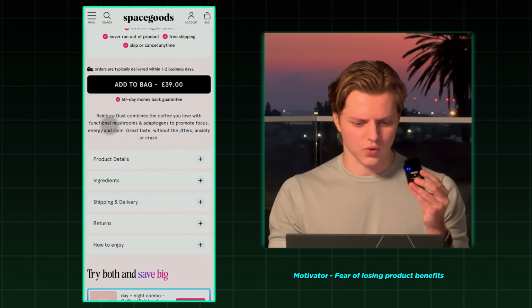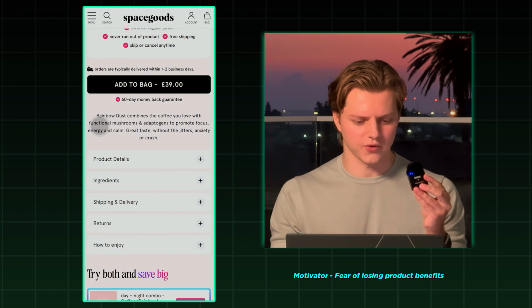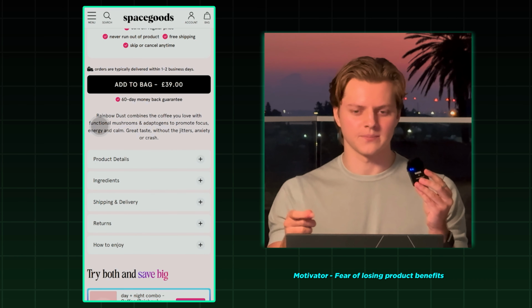as well as they are not addressing me as a customer directly in this context of that I already have the product. If you read the paragraph here, Rainbow Dust combines the coffee you love with functional mushrooms and adaptogens to promote focus, energy, and calm. Great taste without the jitters, anxiety, or crash. The problem here is that they are not addressing me. They should tell me that you get great taste without the jitters, anxiety, or crash.